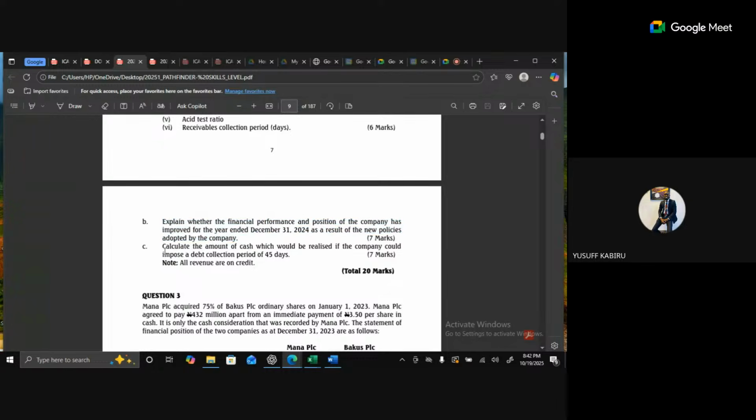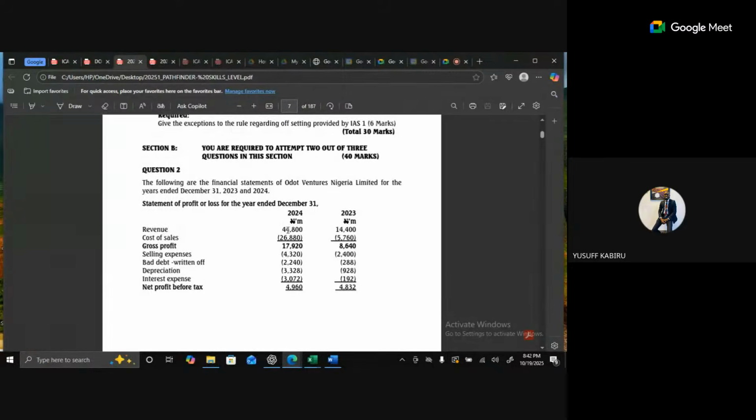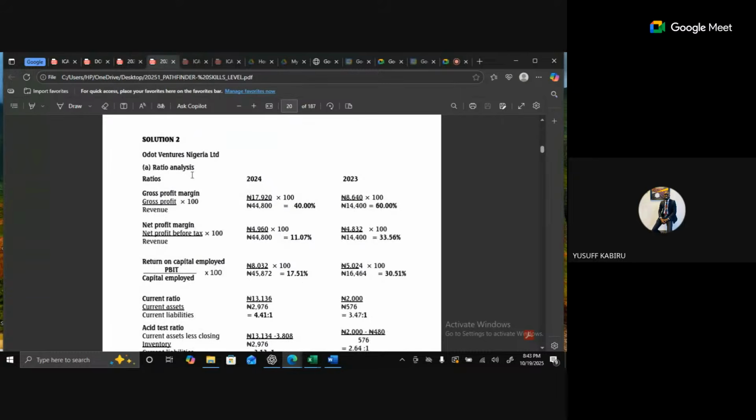Then the next one is calculate the amount of cash which should be realized if the company would impose a debt collection period of 45 days. All revenue are on credit. So you see that they even mentioned here that all revenue are on credit. Sometimes the question will be silent. If they are silent, just assume that the revenue that we have on the face of the financial statements is on credit. Just pick it. Don't even bother yourself. So let's look at the solution now.